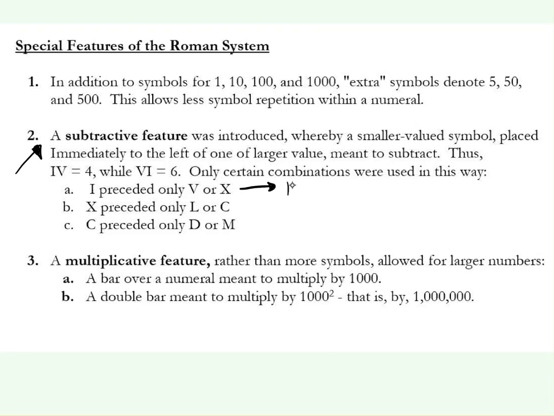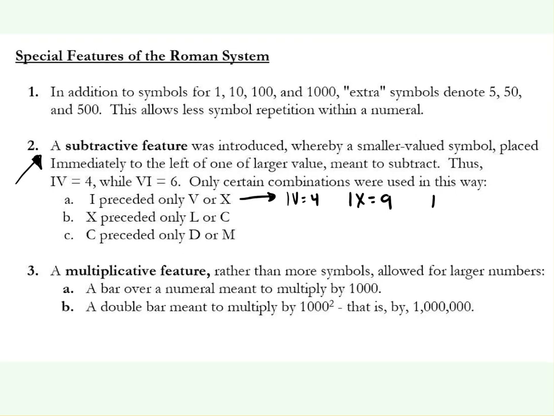So for instance, I could write IV for 4, I could write IX for 9, but I could not write IL for 49. That was not accepted. But we could have the 10 come before the L, which would make something like 40, so we could have XL, which is 40, whereas LX, if we wrote in the correct numerical order, would be 60. Okay. And the 10 could also come before the 100 symbol, C, and then the C symbol could only precede the 500 symbol or the 1000 symbol.